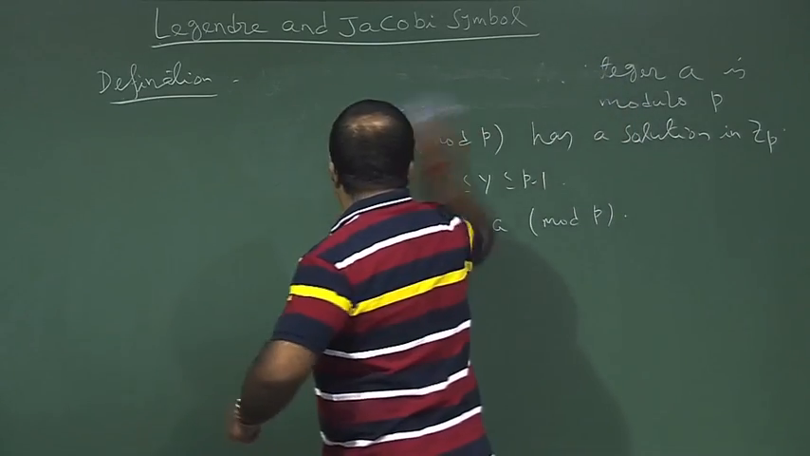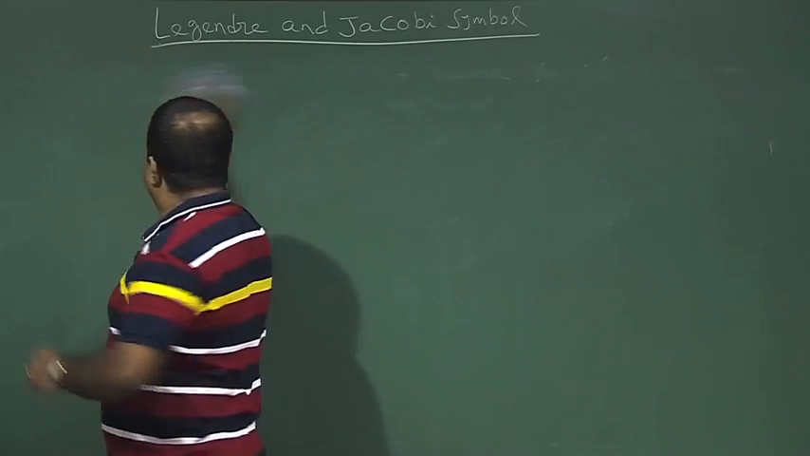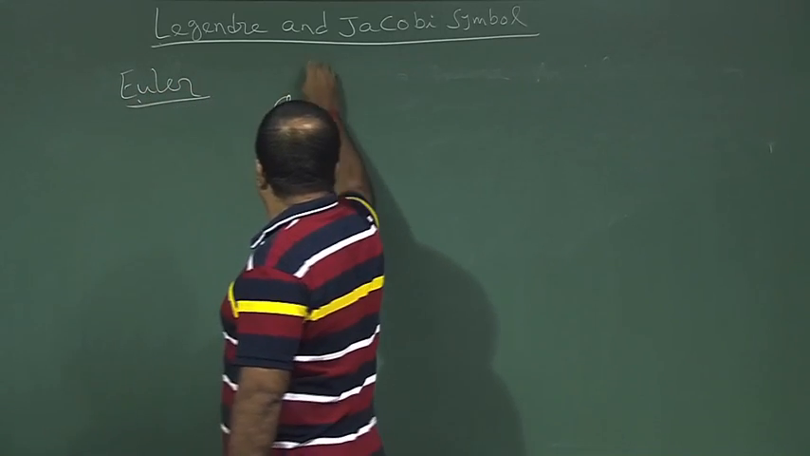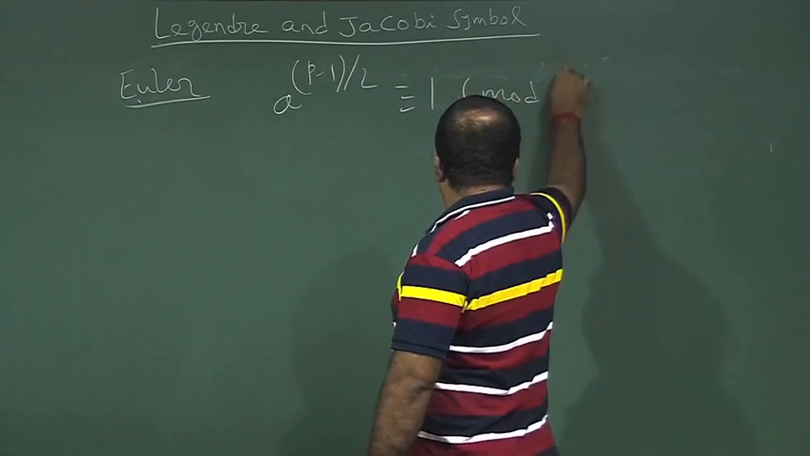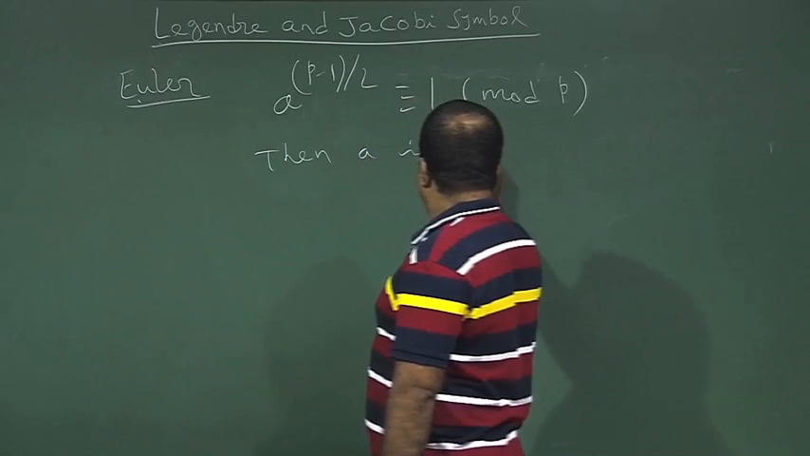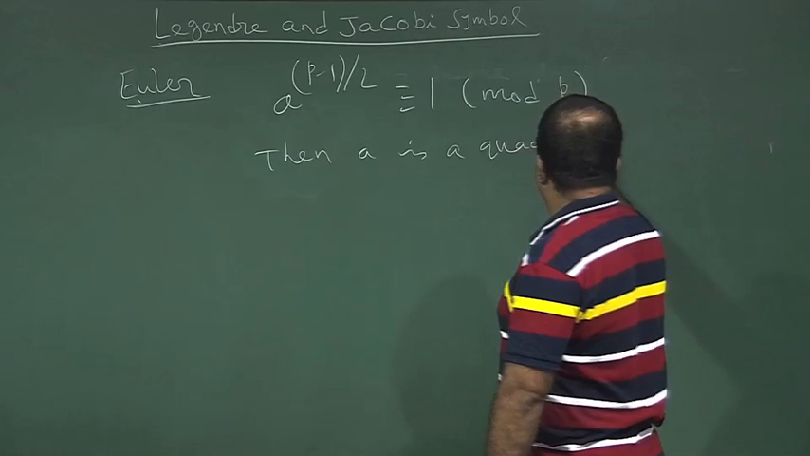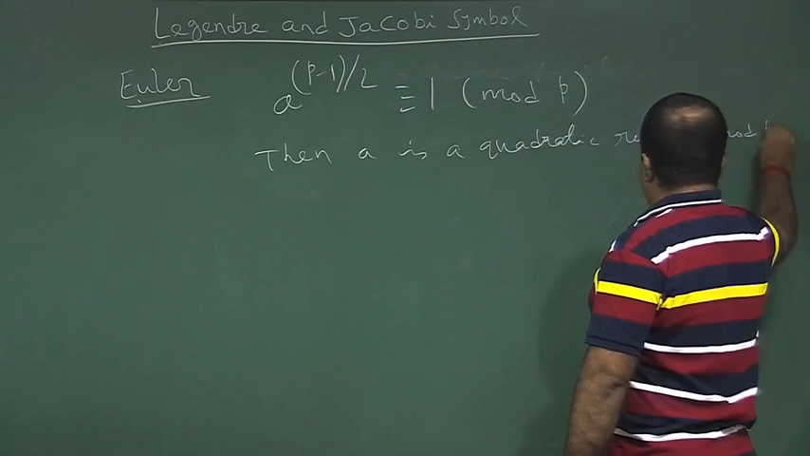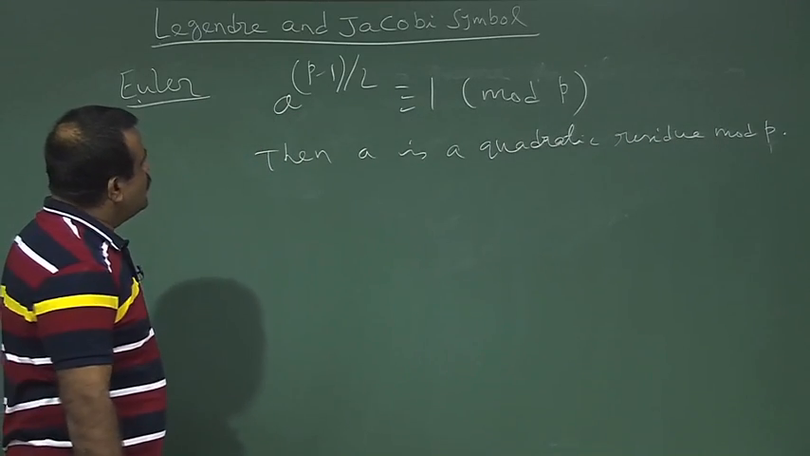So, Euler's criterion is telling us, if a to the power (p minus 1) by 2 is congruent to 1 mod p, where p is a prime, then a is a quadratic residue mod p. So, this result we have proved.